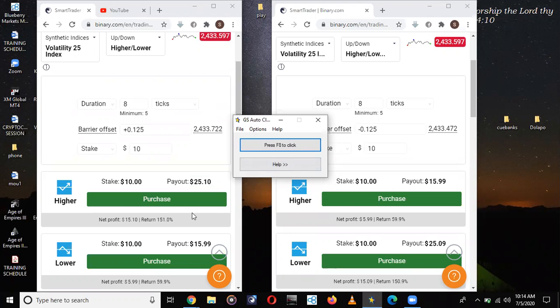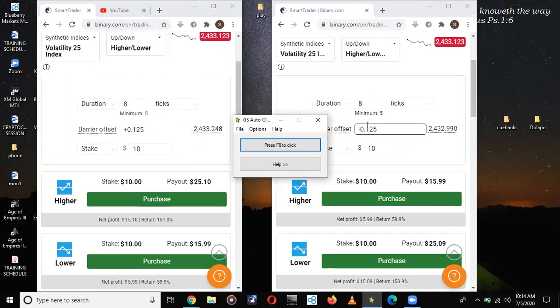We are trading the higher lower on volatility 25 index, and what we are trying to do is take trades in both directions. That is to say, I don't care where the market is going. I am going to be taking trades in both directions, and the only thing is that it must go a little bit past this barrier offset, either plus 0.125 or minus 0.125 after 8 ticks.